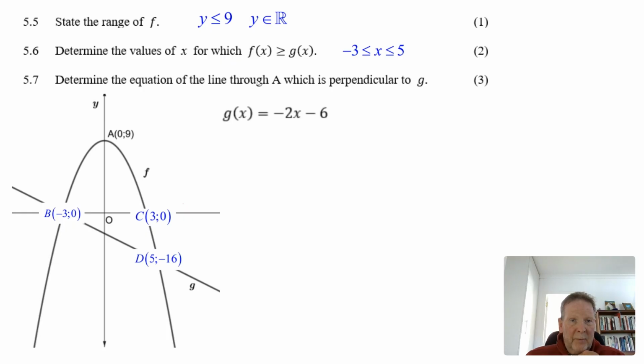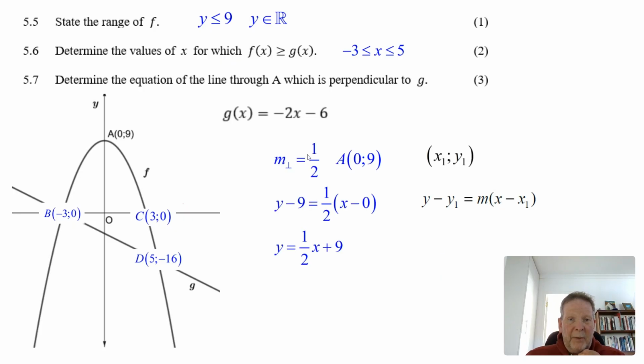Determine the equation of the line through A, which is perpendicular to this equation. Well, perpendicular means that the gradients would multiply by -2 to equal -1. That's how we can get this gradient. The perpendicular gradient must be a half, because a half times -2 equals -1. Perpendicular gradients multiply to equal -1. So there's the gradient of our answer.